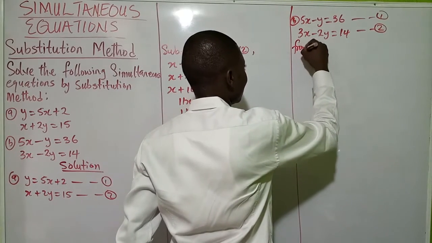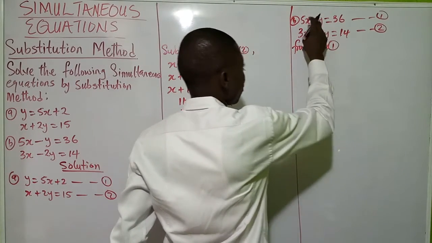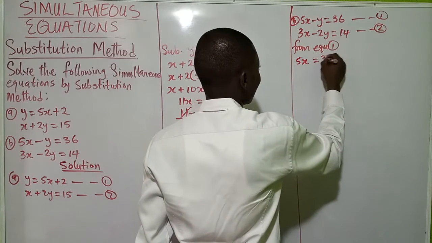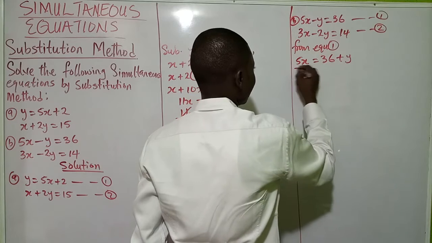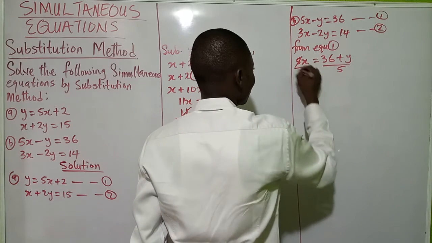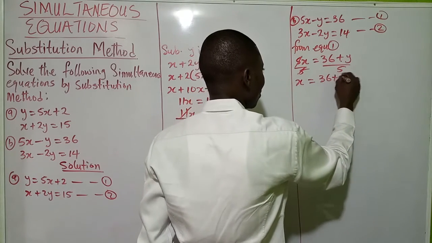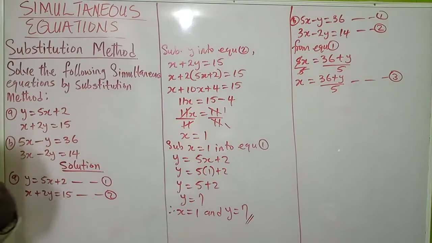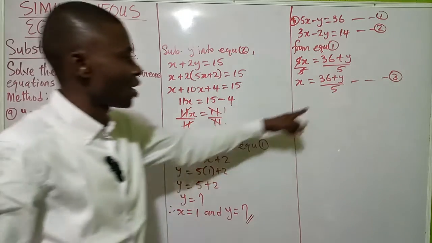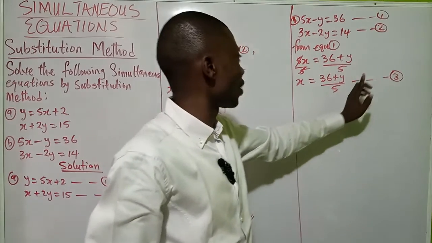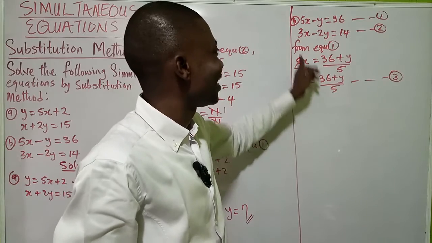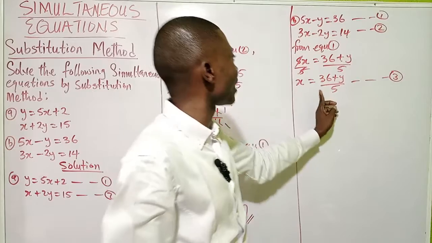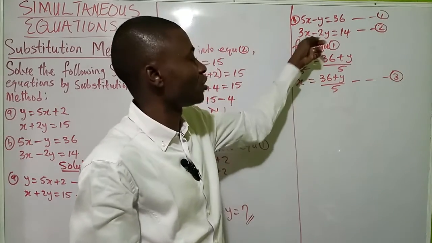From equation 1, I can say that 5x equals 36 plus y. Divide both sides by 5, so x equals (36 plus y) over 5. So this is my equation 3. I've made x the subject of the formula. So what will I do now? I've gotten equation 3, so I'm going to substitute the value of x into equation 2, since I found my equation 3 from equation 1.